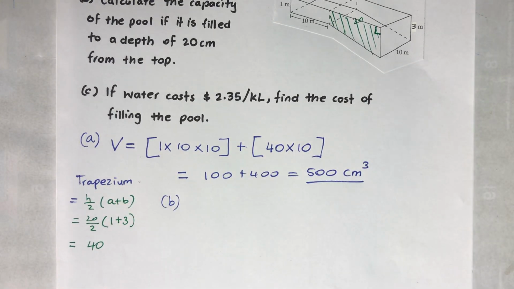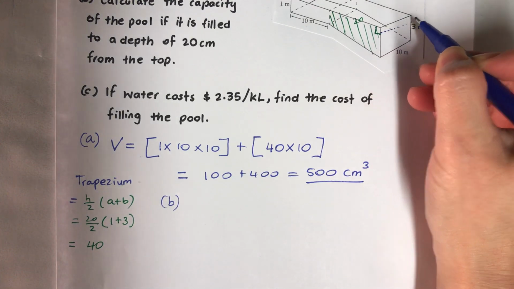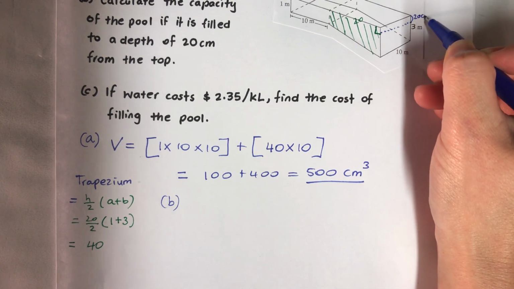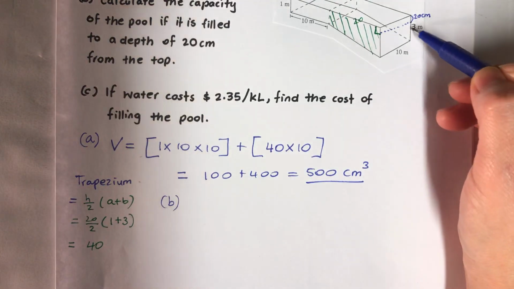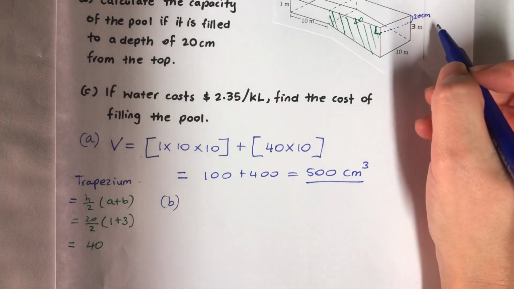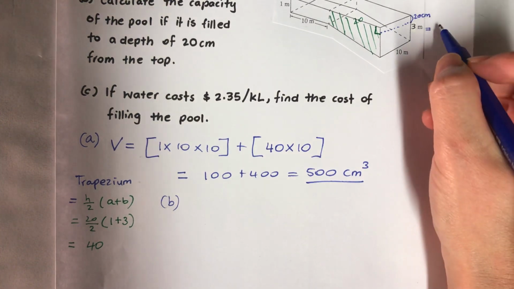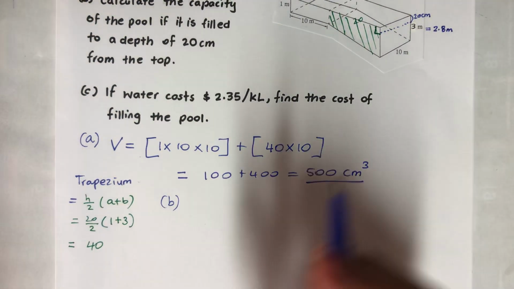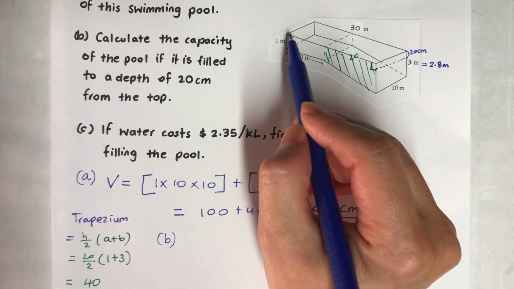Part B, calculate the capacity. Okay, when it's filled up to right there, I don't know whether you can see right now, up to here, just for example, and that's like 20 centimeters. So we need to find a new volume for this. So this 3 centimeters, no, I mean 3 meters, will become, what's the 20 centimeters, guys, in meters? It's 0.2. So it becomes 2.8 meters. Okay, and this 10 doesn't really change. Nothing really changed except for the depth part.